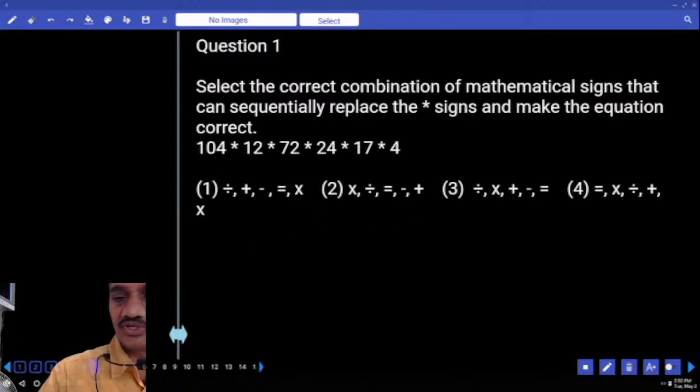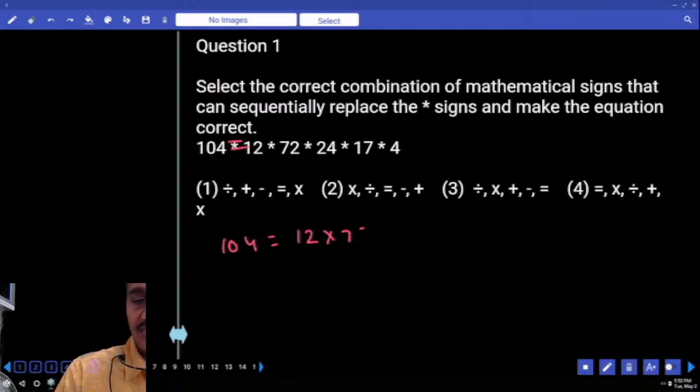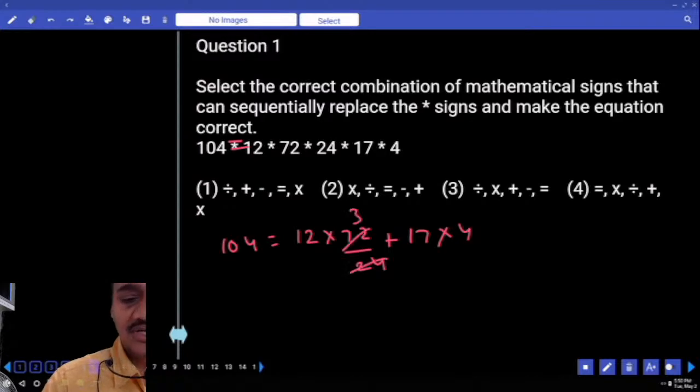Finally choice 4. Now in choice 4, 104 equals 12 into 72 divided by 24, plus 17 into 4. Now 24 ones are 24, 24 threes are 72. 12 into 3 is 36, plus how much? 68. The sum of these two is 104. Choice 4 is the answer, question number 1.